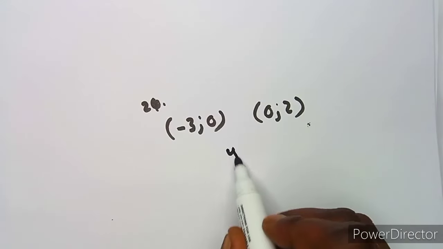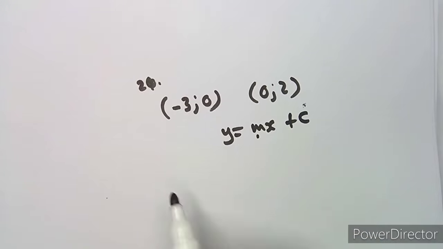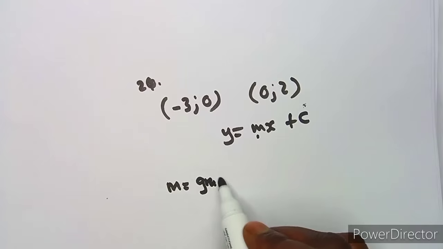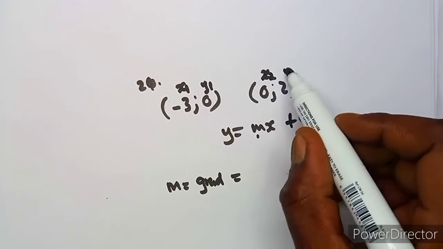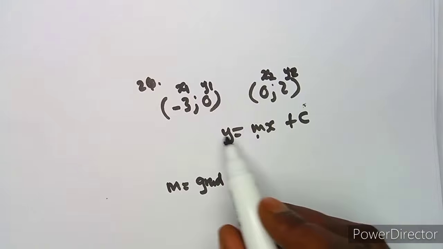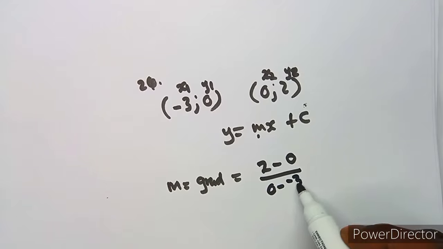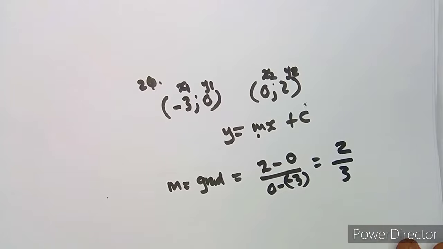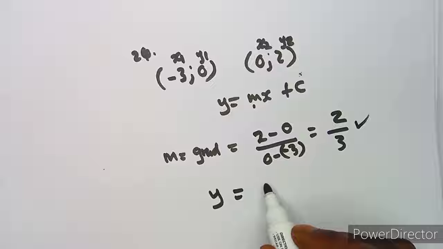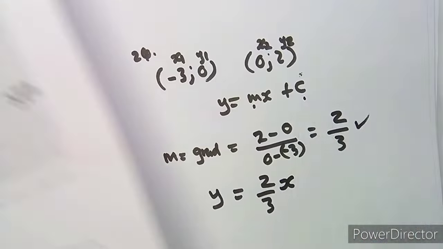So we have to find the gradient, because remember our equation is y is equal to mx plus c, where I told you that this m represents the gradient, and the gradient, that's y2 minus y1 over x2 minus x1. So it's y2 minus y1, that's 2 minus 0 over x2 minus x1, which is 0 minus 3. So that's going to give us 2 over minus and minus, which is a plus. So if it is 2 over 3, therefore my equation is going to be y is equal to 2 over 3x. That is your gradient, plus c, which is the y-intercept.